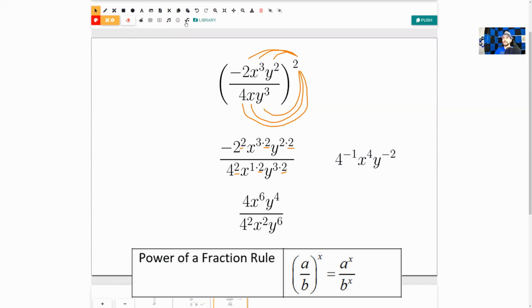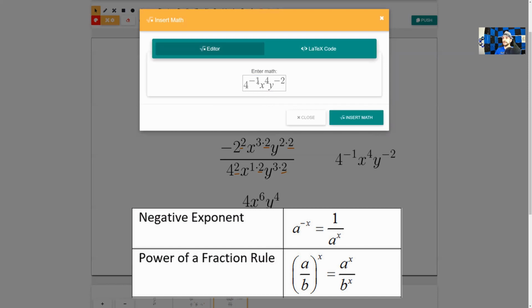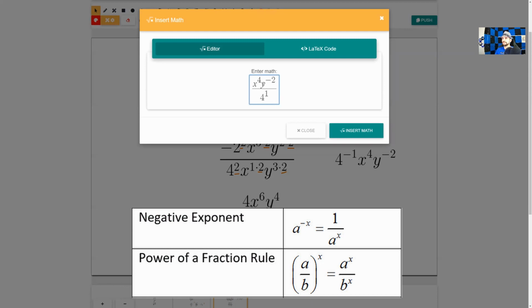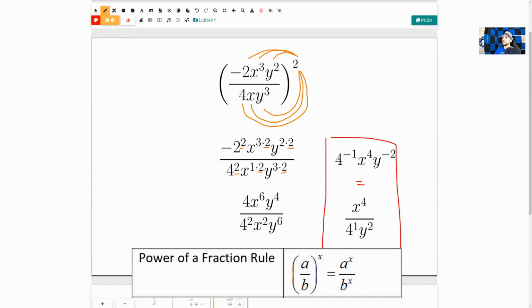If we're not, we can use the negative exponent laws to say we can make this whole thing a fraction. And whenever we have a negative exponent, we're going to change its place in the fraction. So we're going to take this 4 to the negative 1, put it in the denominator, make it positive. This y to the negative 2, put it in the denominator, make it positive. So our solution will either be 4 to the negative 1, x to the 4th, y to the negative 2, or if we're asked to only use positive exponents, x to the 4th over 4 y squared.